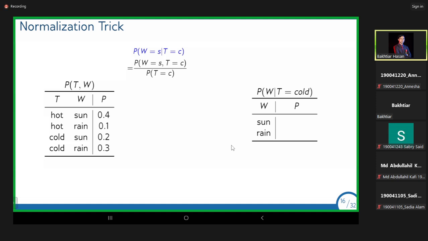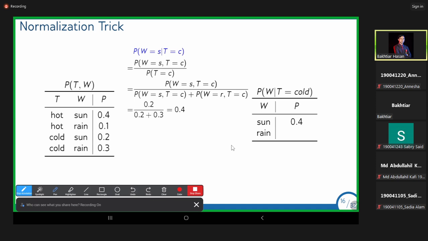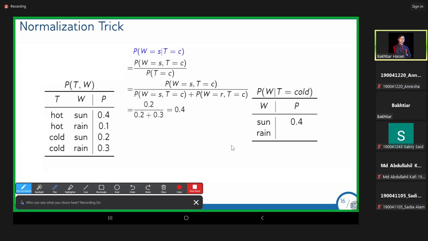And the denominator contains the probability of the temperature being equal to cold. If we expand upon it for the denominator, we get something that looks like this, right? The probability that the weather is sunny and the temperature is cold, plus the probability that the weather is rainy and the temperature is cold. That gives us the value 0.4. Notice here, as I said in the last class, in the numerator we have this thing, and in the denominator we also have the same thing and something else. So keep this one in mind.